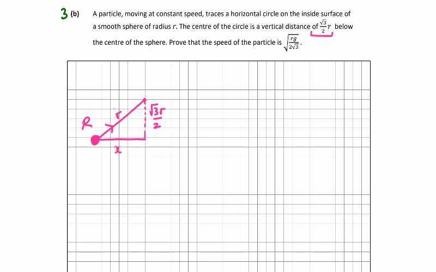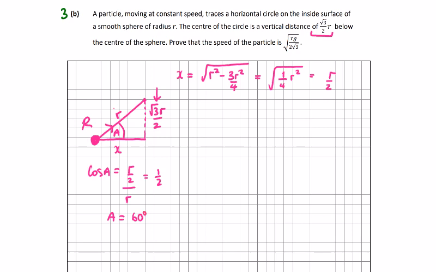So if we work out x here, we need to start with the radius and we need the angle. So x is the square root of the diagonal squared minus the straight side squared. So this guy's going to be 3r squared over 4 if we square it, and that's just going to leave a quarter of r squared, which will be equal to just r over 2. And to get the angle, we can say the cos of A is equal to r over 2 over r, which is 1 over 2. So A is equal to 60 degrees.